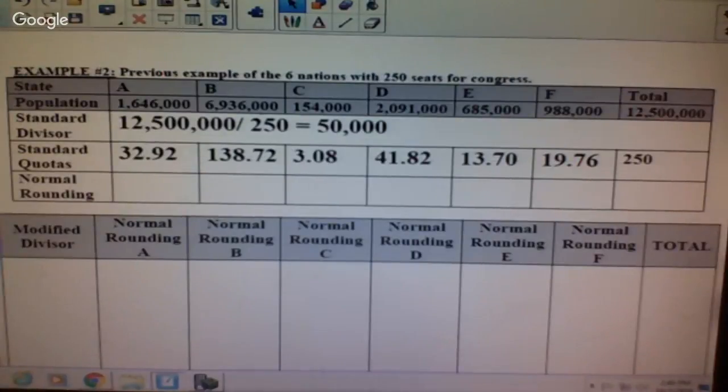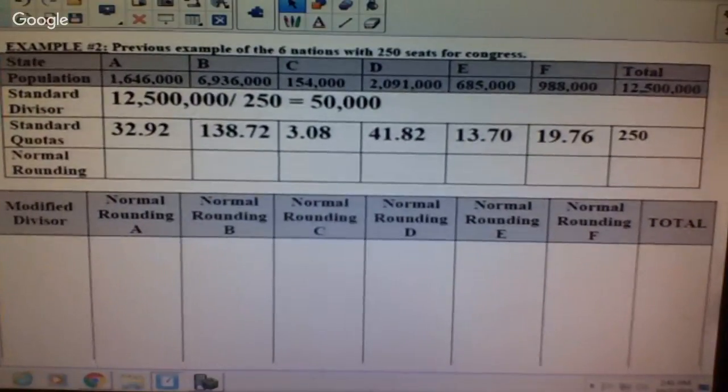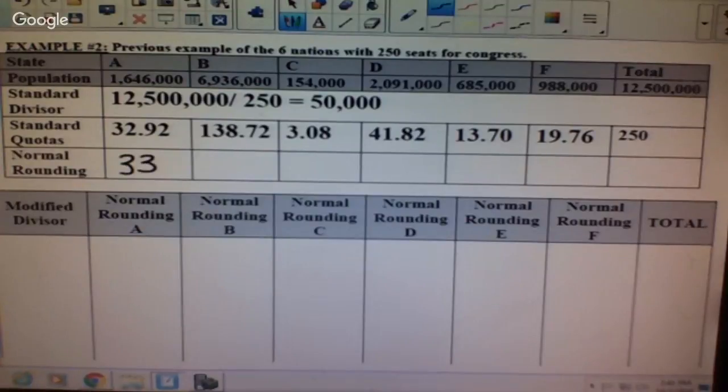Okay. Let's go back to this one. This one should look familiar. We've done this, I think, probably about 4 times now with each method. So again, your standard divisor, your total population divided by your number of seats. That gave us 50,000. When I plugged it in, I got standard quotas. Give me some rounding. 33, 139, 42, 14, and 20.